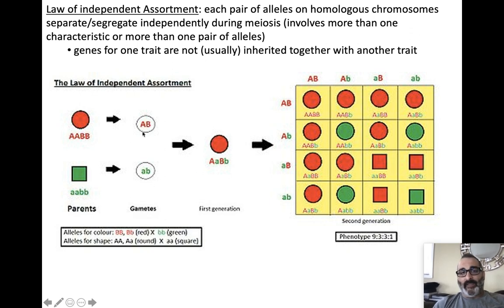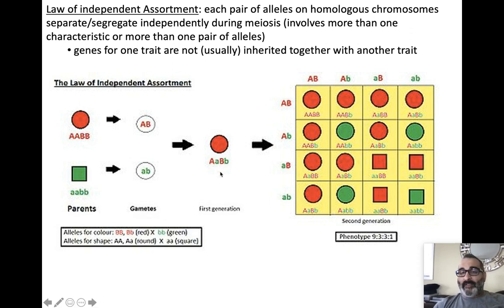Mom and dad came together, their sex cells came together, the A's came together, and the B's came together, and they made an organism that has capital A, lowercase a, a dominant and a recessive, capital B, lowercase b, a dominant and a recessive. Well, this person, when they make babies, can only give their kids half their DNA. That's the law of segregation, okay?